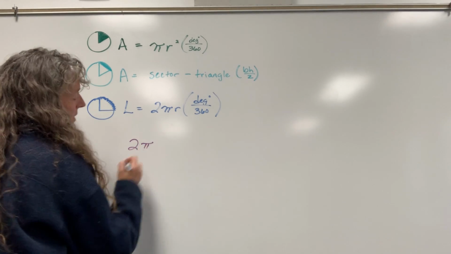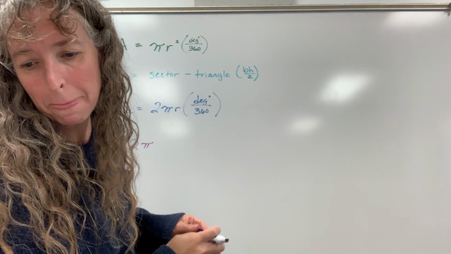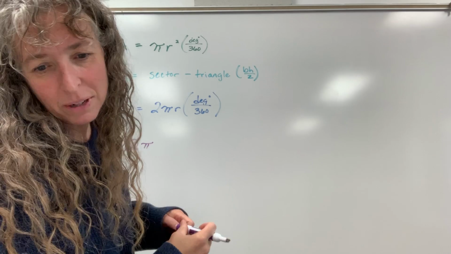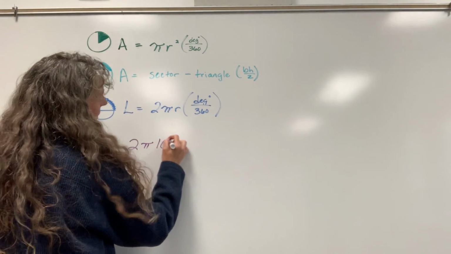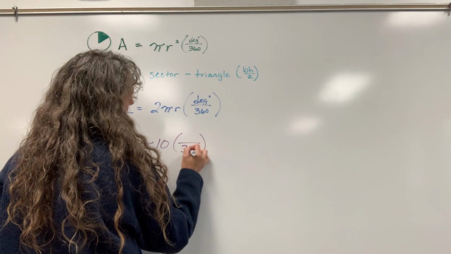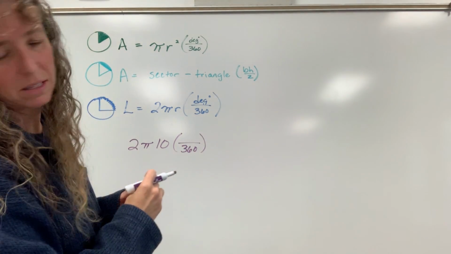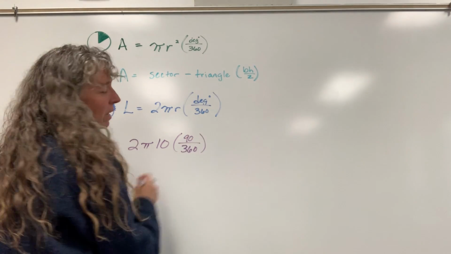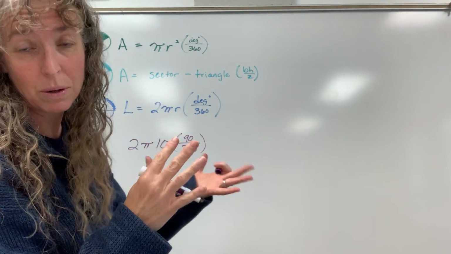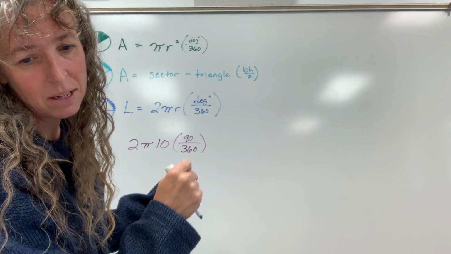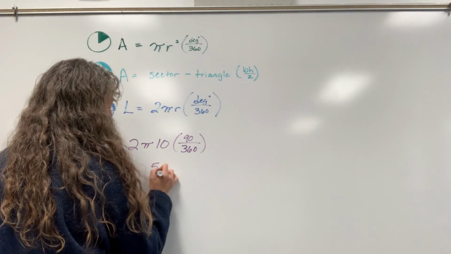Circumference, 2 times pi times, what's my radius? We're in my example number 4. My radius is 10. What's my degree over 360? My degree is 90. Plug that into your calculator. It says to give them both ways. Remember, I only make you do it one way or the other, whichever one you like better. And they got 5 pi.